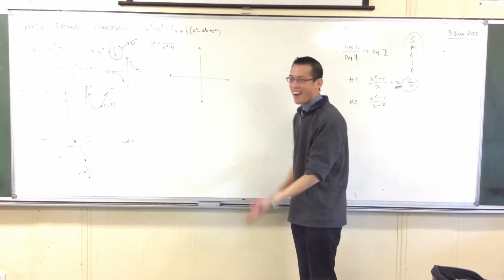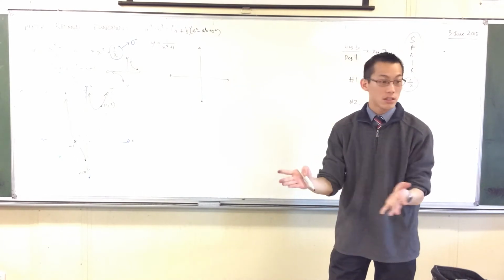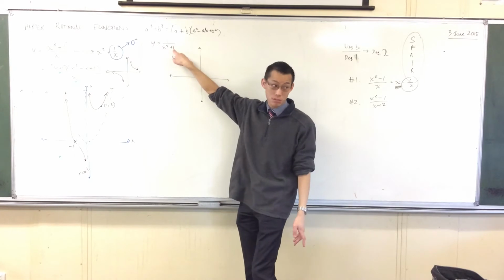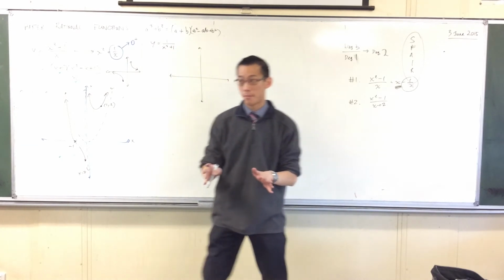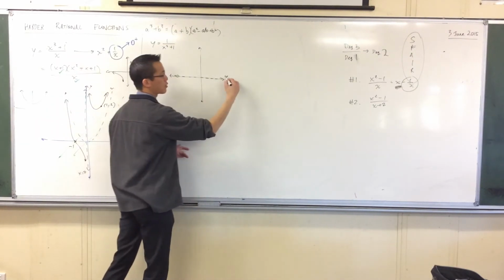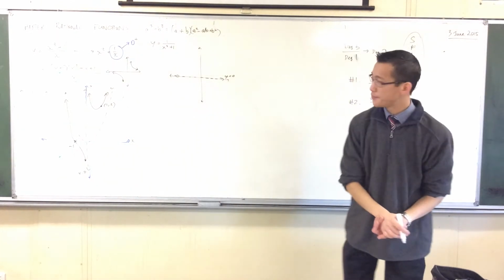Is it going to be horizontal or oblique? Horizontal. Very good, because the degree of the top is 0 and the degree of the bottom is 2. So it's going to go toward 0, quick smart, right? So there is my y equals 0 horizontal asymptote. That's all the asymptotes. That's it.